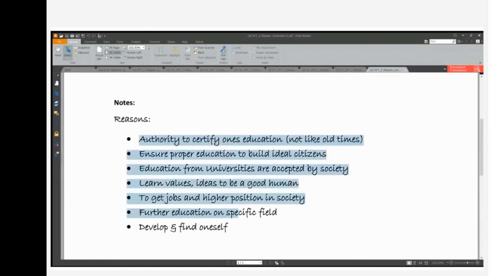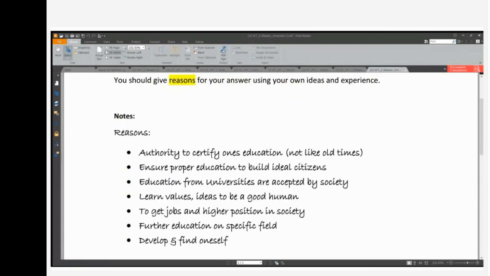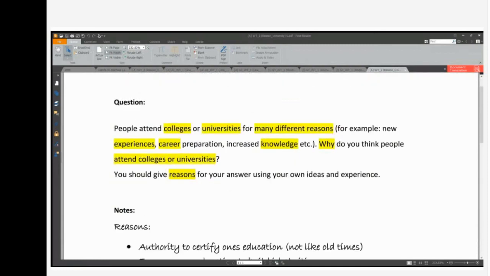The only thing that remains is to paraphrase the question. Now, there are several ways we can paraphrase the question that we have. For example, the question here, let's go back to the question. And if we read the question here, it says people attend colleges and universities for many different reasons. And for example, new experience, career preparation, increased knowledge, etc. Why do you think people attend colleges and universities?